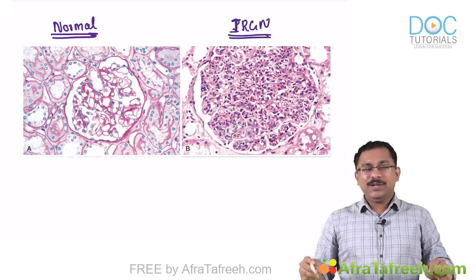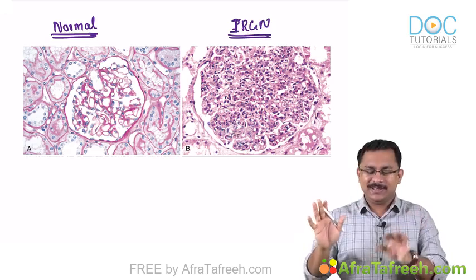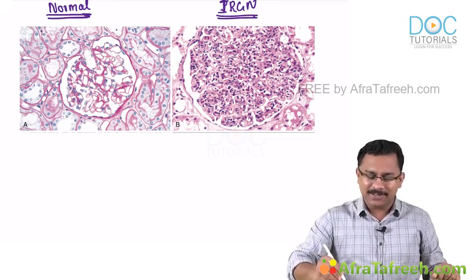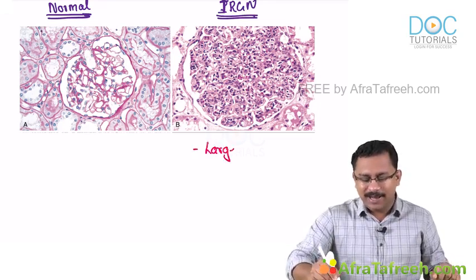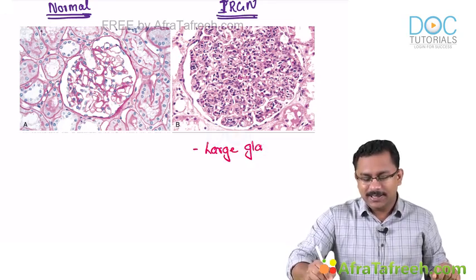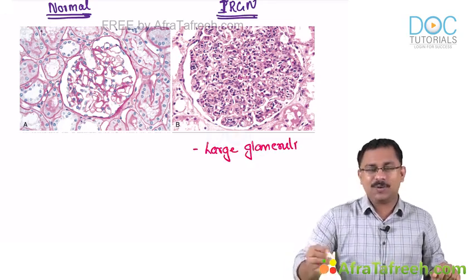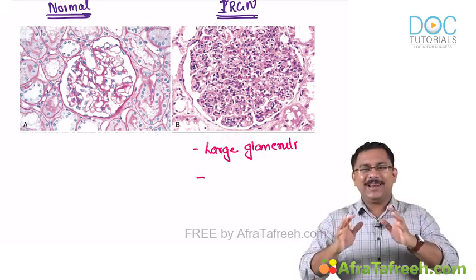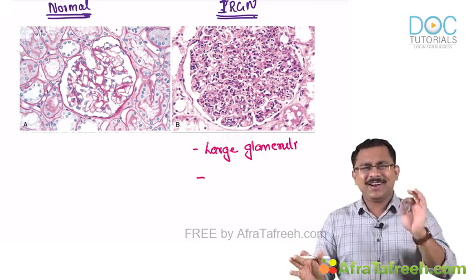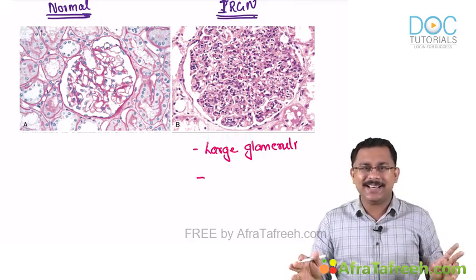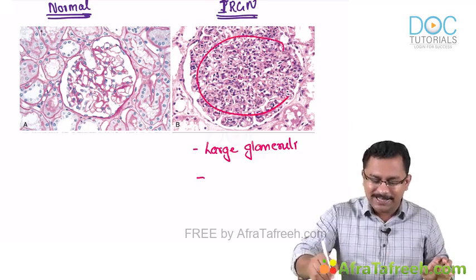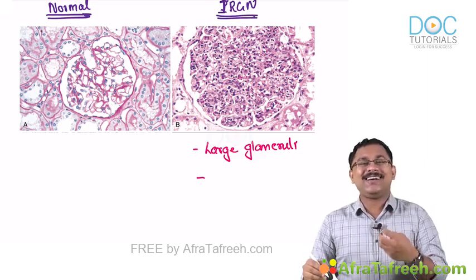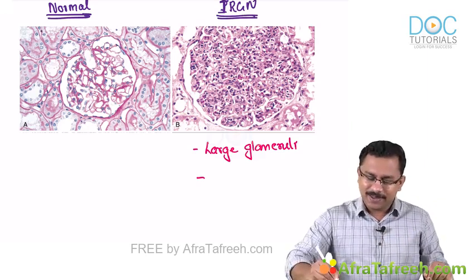Okay, and you see something that is very obvious here. You tell me whether you agree with me or not with each point that I am saying. The glomeruli will be large in case of your IRGN. So there is an enlargement of the glomerulus. And will you agree with me when I say that conclusively the cellularity is increased in IRGN? You can clearly see the cellularity is very much increased.